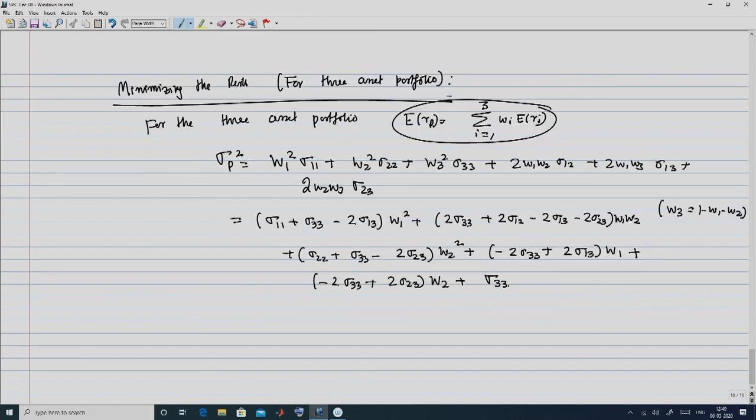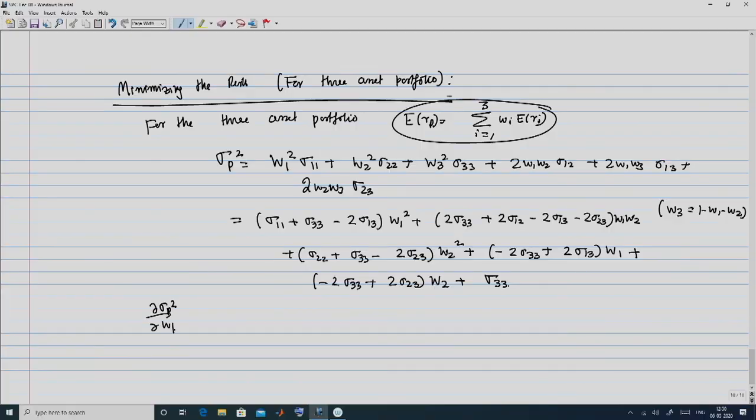My goal here is to figure out the values of W1, W2 and W3 that will result in the minimum variance, sigma p square. Now, I have reduced this from a function of three variables W1, W2 and W3, by making the substitution that W3 is equal to 1 minus W1 minus W2, to a function of two variables, namely W1 and W2.